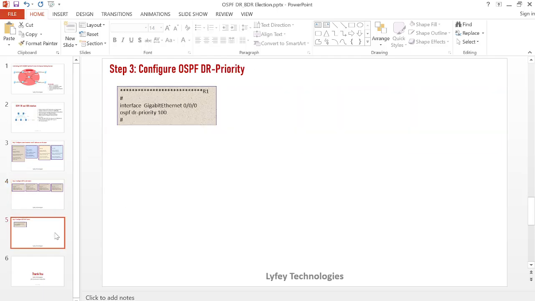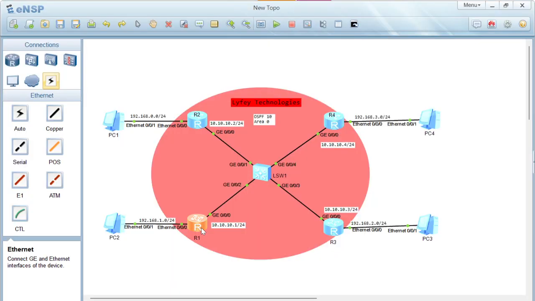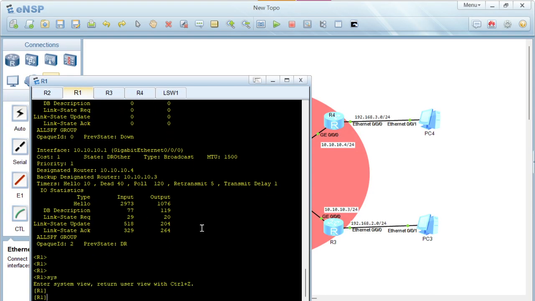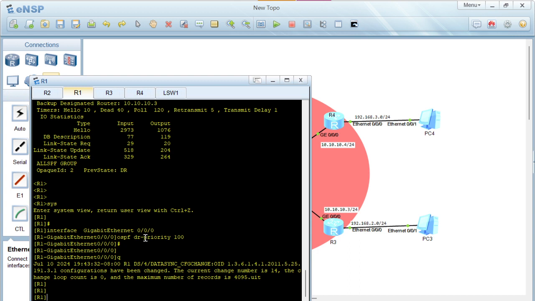This is very simple to implement. I just need to log into R1, and then I can specify the OSPF DR priority on the interface GigabitEthernet 0/0/0 to be 100, and then R1 will have the highest DR priority and it will be selected as the DR. But remember, it all depends on the adjacency establishment timestamps. So I've configured the priority of 100.